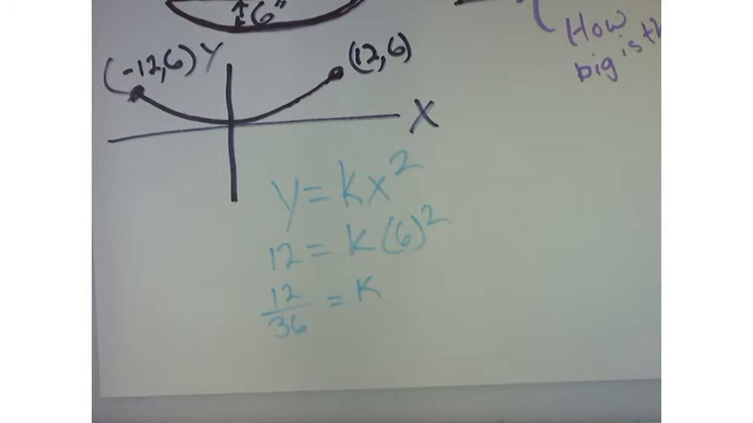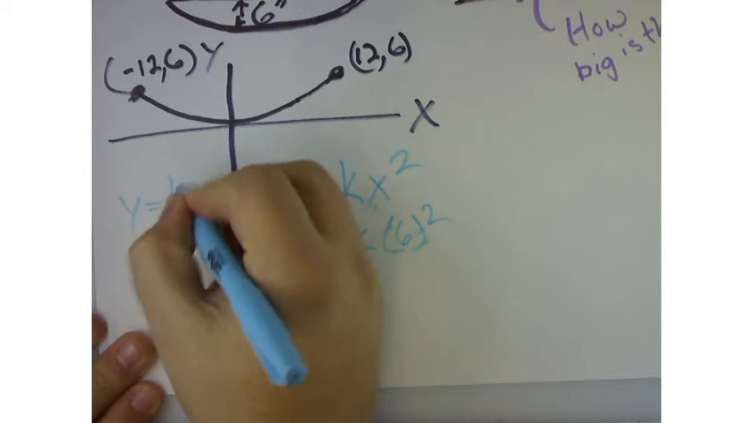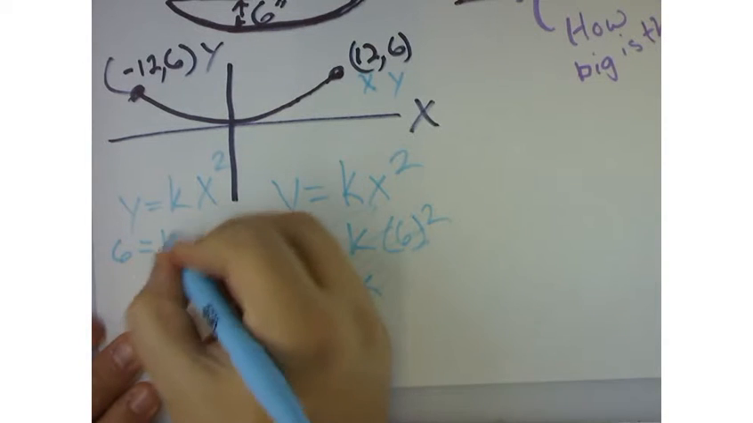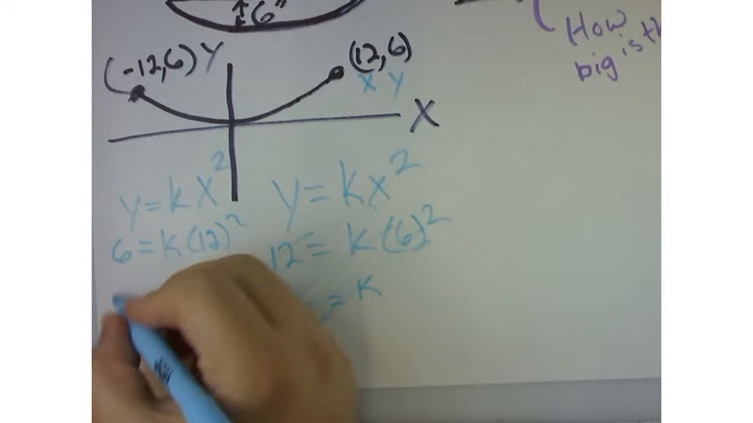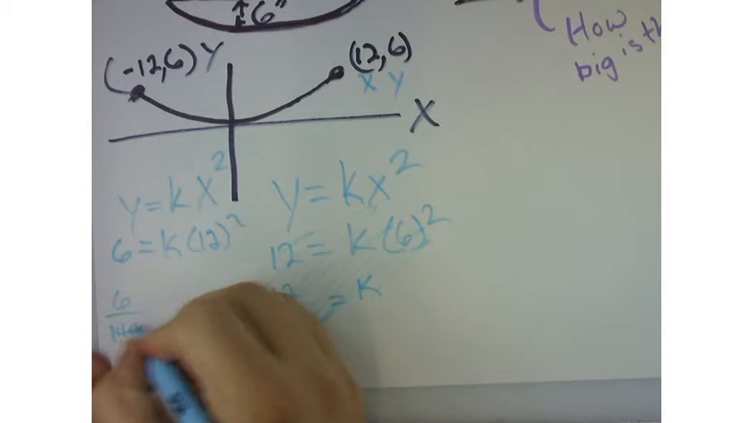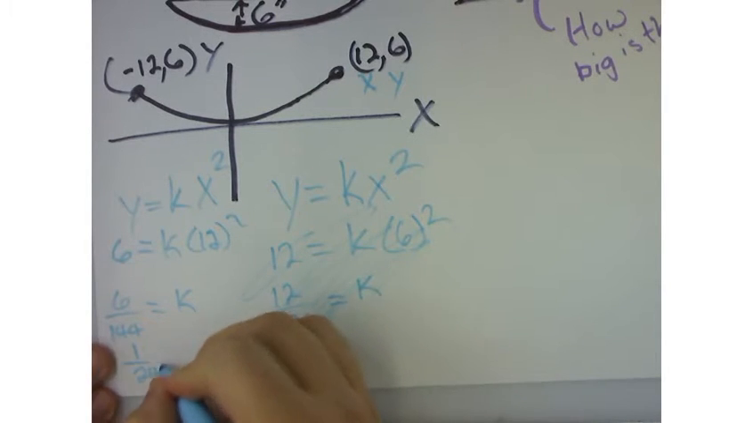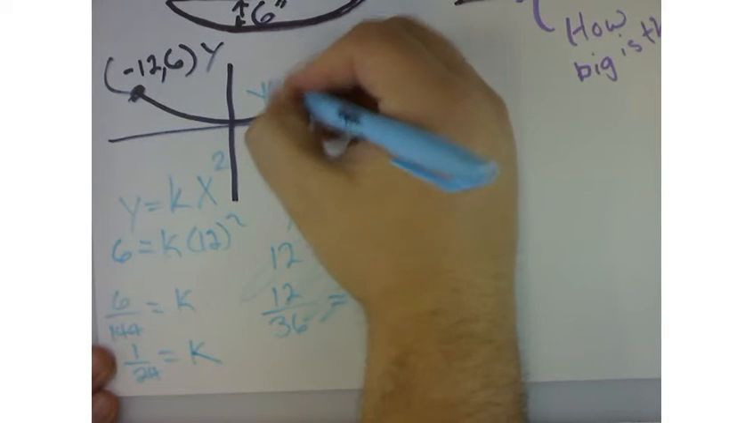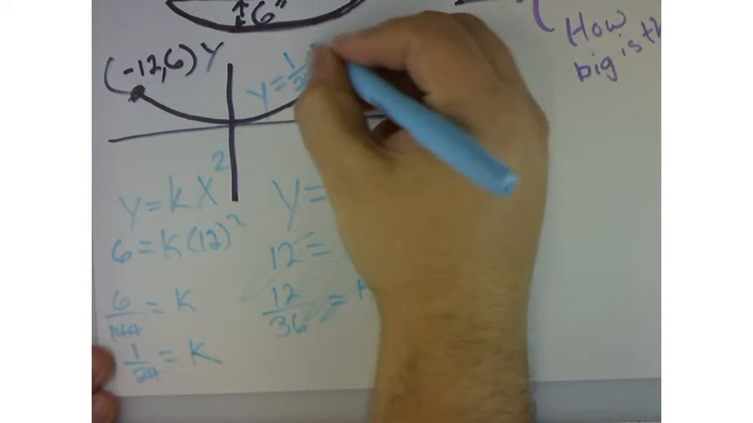Wait, did I write that down right? Oh, you know what? I wrote it down backwards. You guys got to pay attention. This is x, this is y. So it's really 6 is equal to k times 12 squared, right? So I've really got 6 over 144 is equal to k, or k reduces down to 1 over 24. So that means that this curve can be represented by the function 1 over 24 x squared.